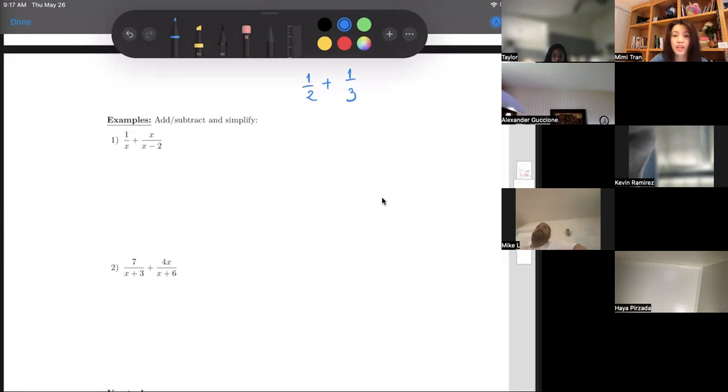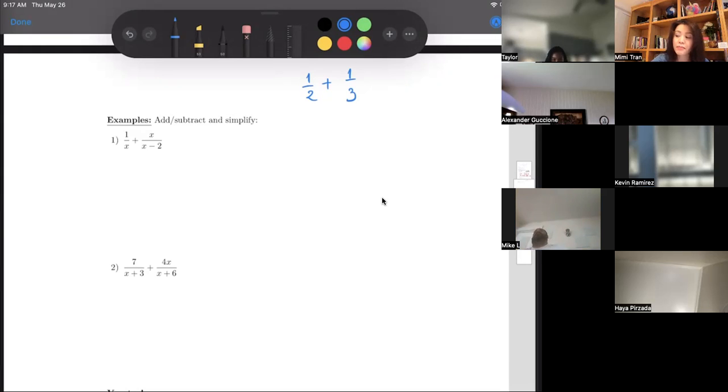Is it 6? Yeah, 6, right? I know it's called least, but it's the smallest number that can divide evenly into those two numbers. So it cannot be 4, right? Because 4 is divisible by 2, but 4 cannot be divided by 3. But 6 divided by 2 and 6 divided by 3, right?